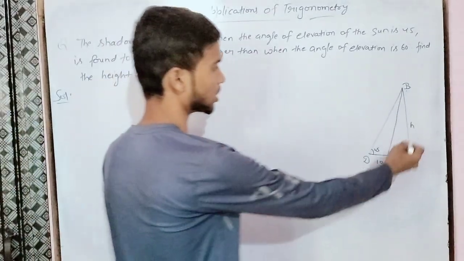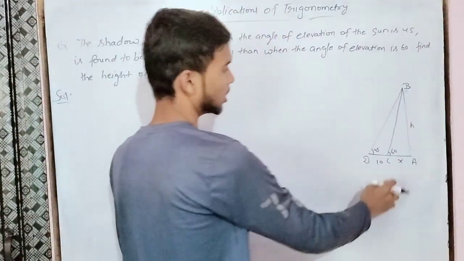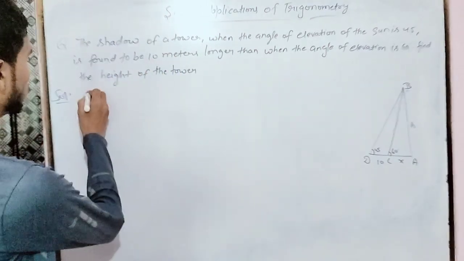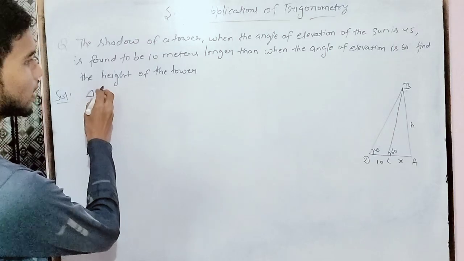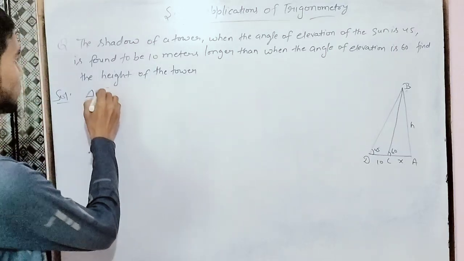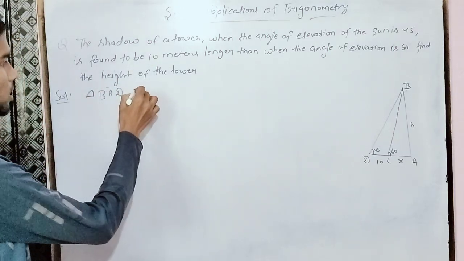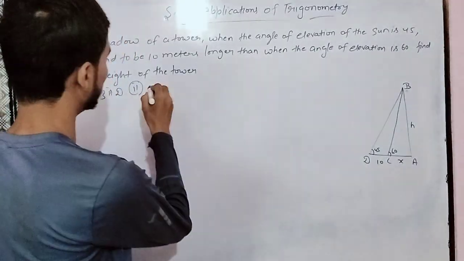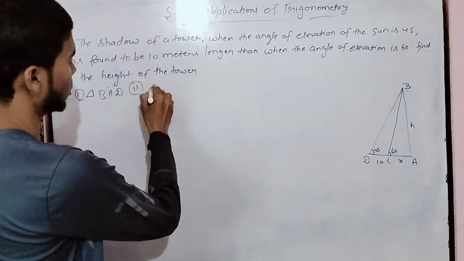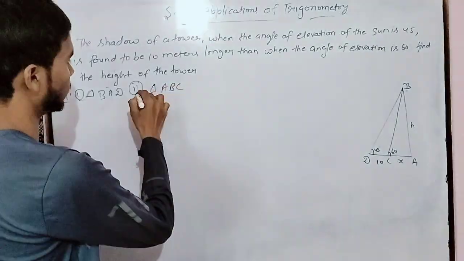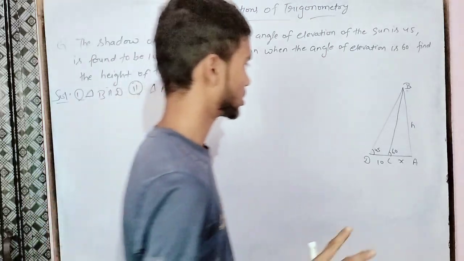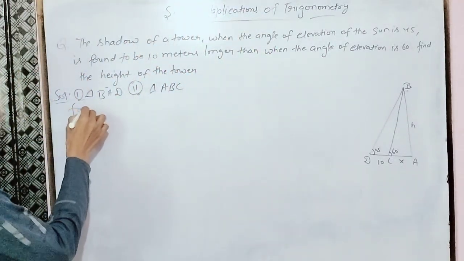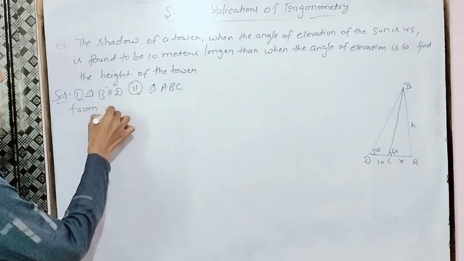Now find the height of the tower. So we have to find this. We don't know the measure of CA. We have two triangles. One is BAD and the second is ABC. We have two triangles. From the second triangle.